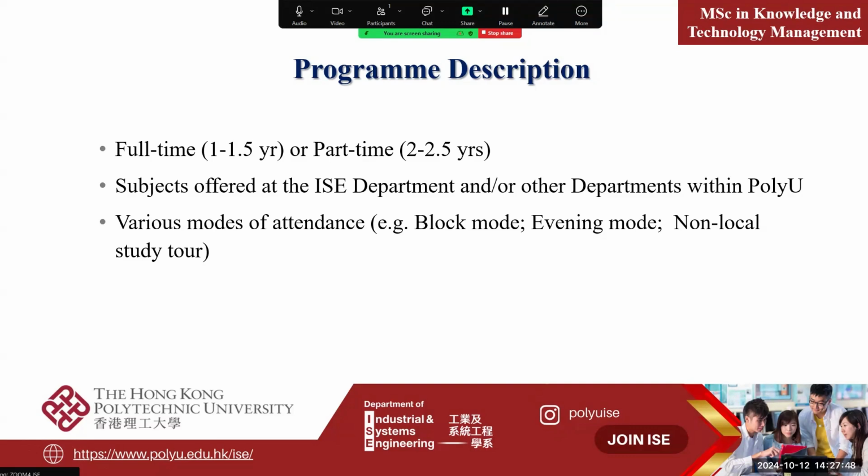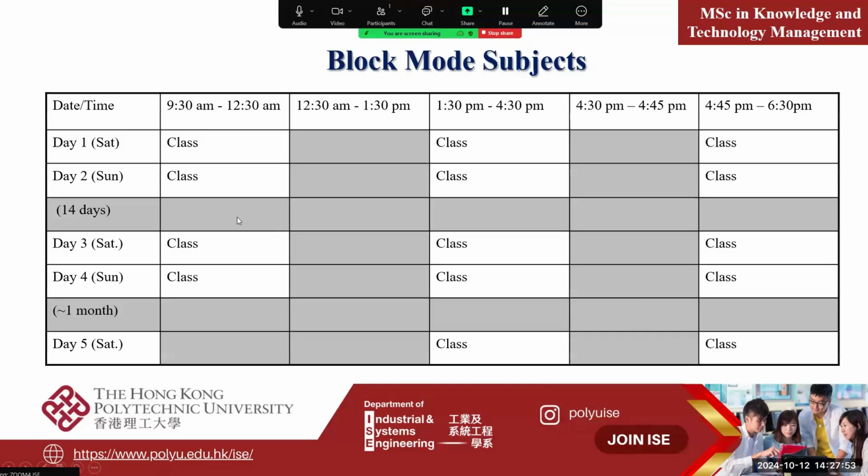We basically offer the subjects in block mode and evening mode. I will elaborate a little bit on what block mode and evening mode are. For block mode, the student will finish a subject in 4.5 days. The subject runs from 9:30 to 6:30 for the whole day. This is very preferable for students who are working elsewhere, because we normally organize block mode subjects on weekends, Saturday and Sunday, so most students can allocate their time to study.